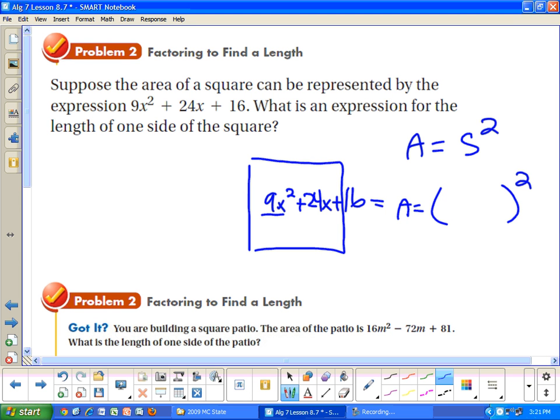Well, this first term, the only way we're going to get that is if there's some number multiplied by itself that equals that, and that can be written as 3x squared. 16 is also a perfect square, so we can write that as 4 squared. So if this is going to work, this would have to be 3x, and this would have to be 4. And then our middle term would have to turn out to be 24x. We get that by multiplying this times this, which is 12x, and then doubling that. And that's 24x, and so that works.